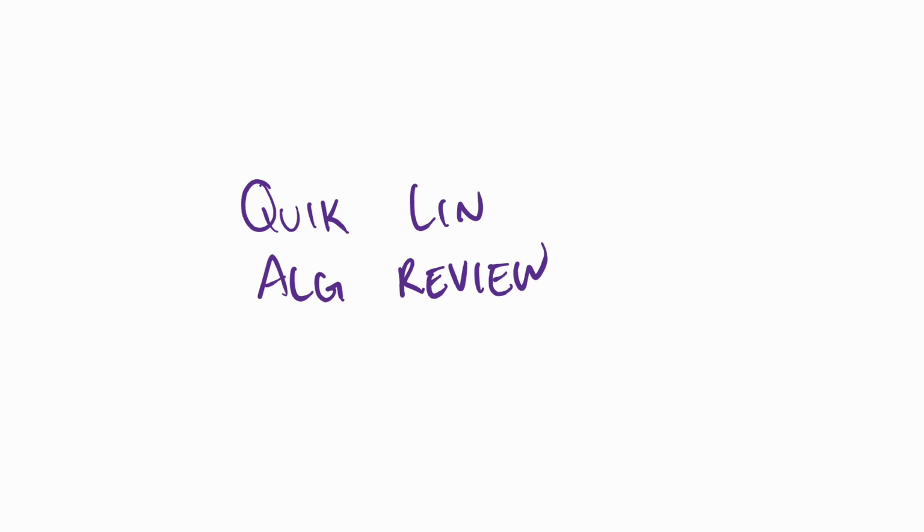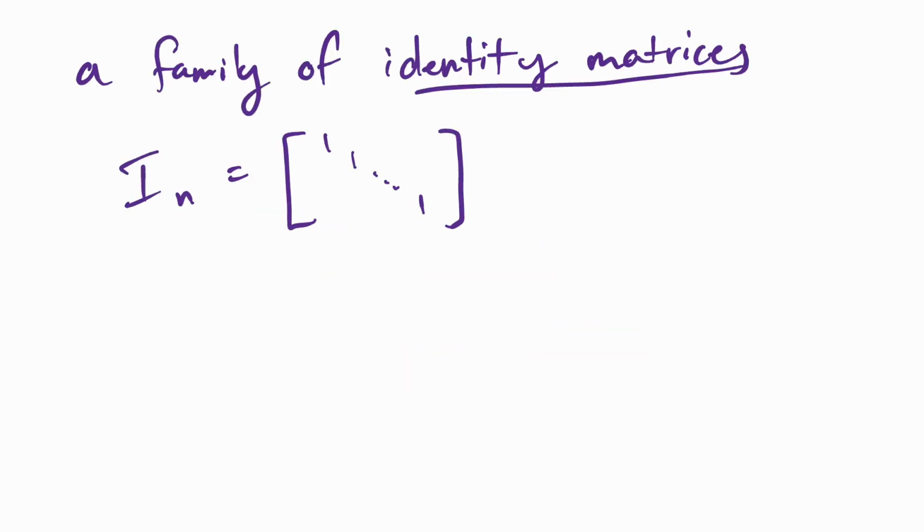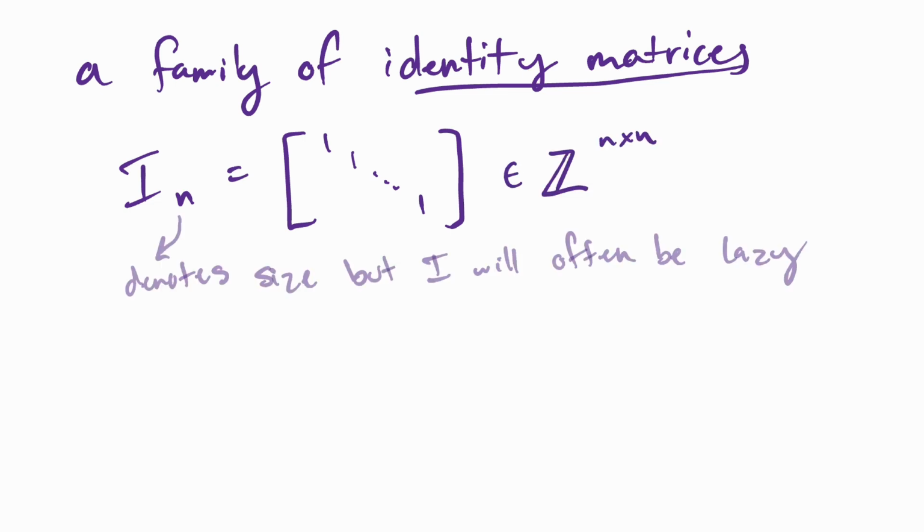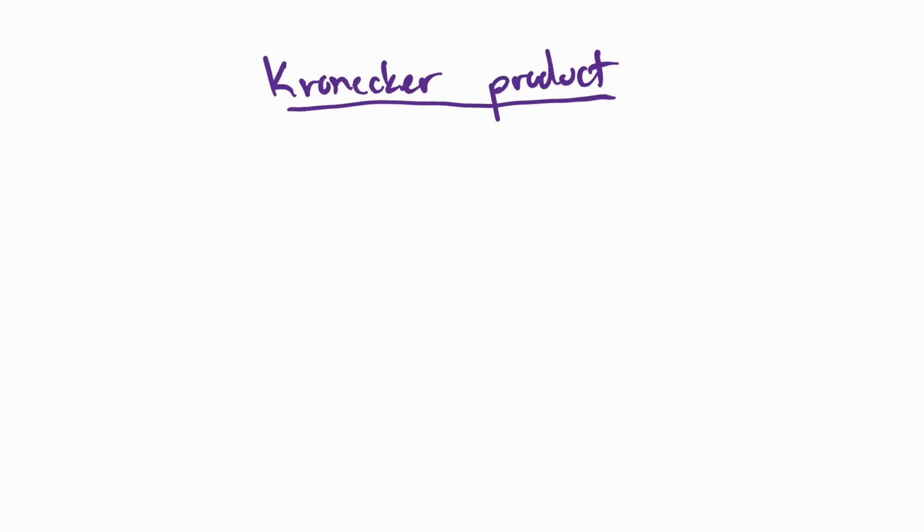Quick linear algebra, Gadget edition. So here's the identity of size n. It's simply a bunch of ones along the diagonal and zeros everywhere else. It's an n by n matrix. The key property is that multiplication preserves any matrix or vector of the right dimension. Here's a cool thing you can do with matrices. It's called the Kronecker product. We'll call it the tensor product henceforth.